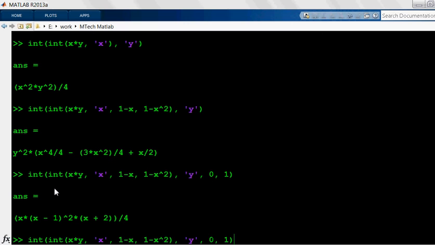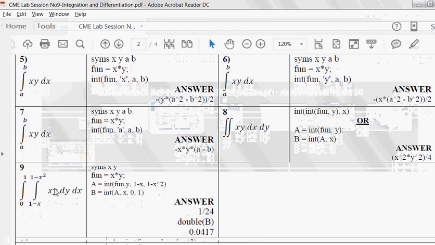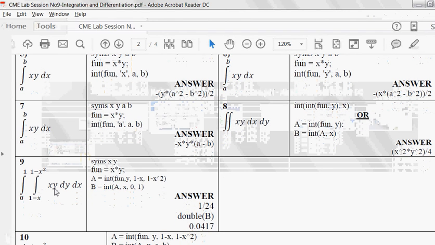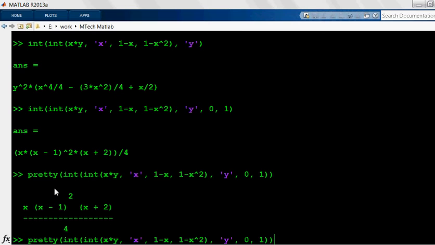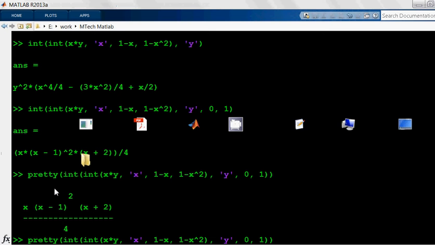Let me simplify this. The whole thing is going to give me x squared, x into (x minus 1) whole squared into (x plus 2) divided by 4. Pretty big deal. That is our particular answer that we have right now. That one thing has been finished, and one small thing that we need to do here is integration.